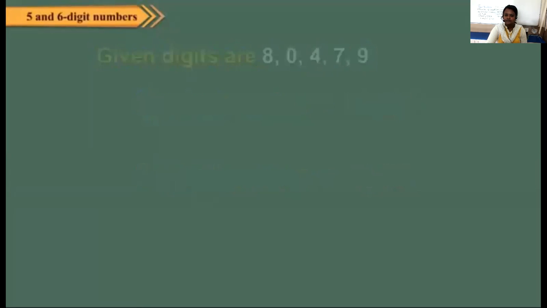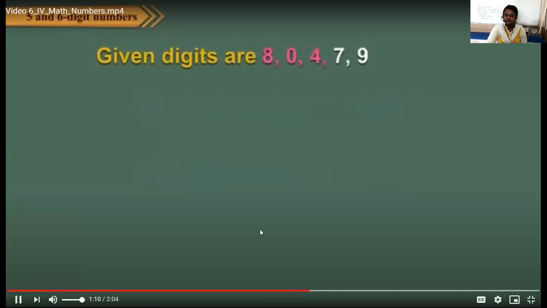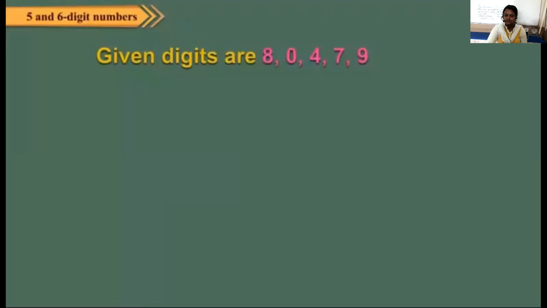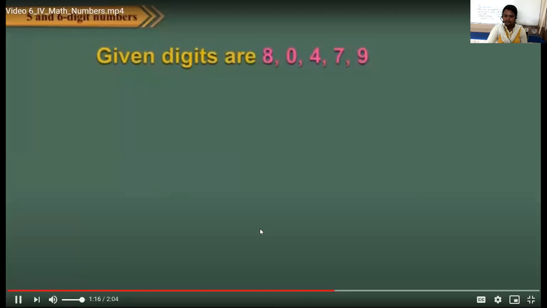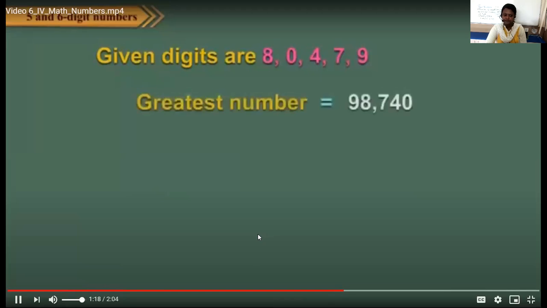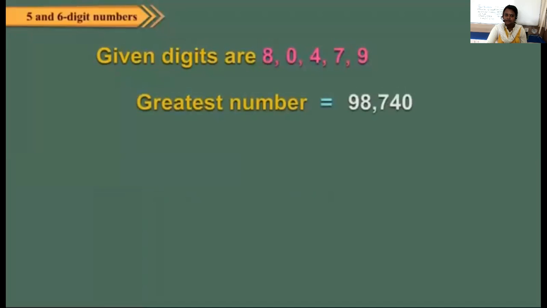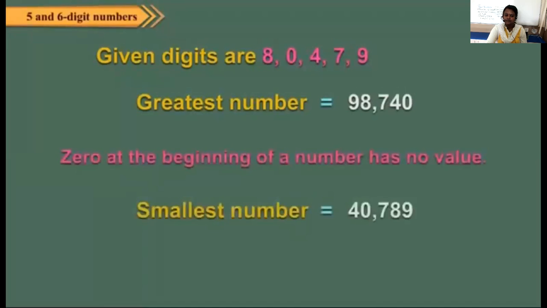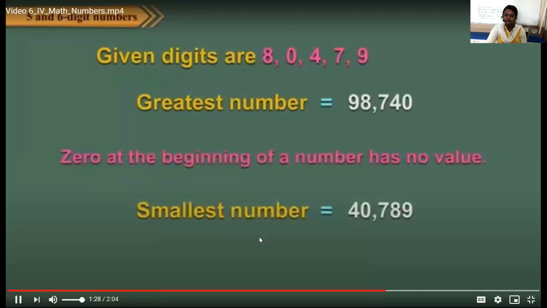Now use the digits 8, 0, 4, 7, 9 to build the greatest as well as the smallest 5-digit numbers. Clearly, the greatest number is 98,740. If we arrange the digits in ascending order, we get the number as 04789.